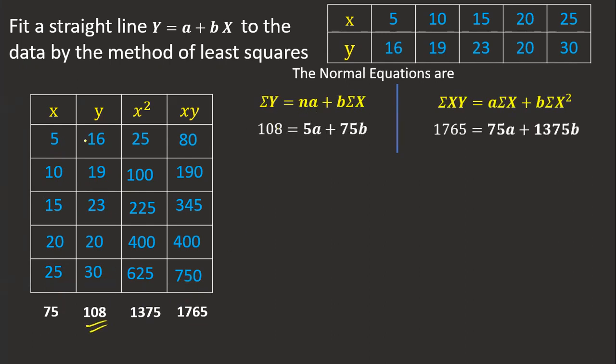Then what is n? N is 1, 2, 3, 4, 5. 5 is n. Then what is b? I'm going to write b as it is. What is my sigma x is 75. So first equation is over. Similarly, I'm going to write the second equation here. Now I'm going to solve these two equations.